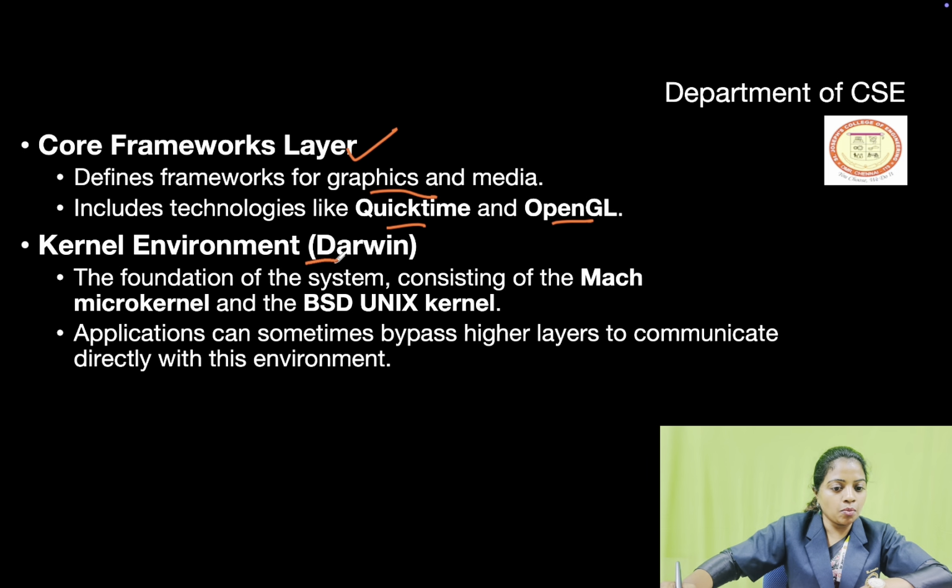And the last, bottommost layer is the kernel environment. In macOS and iOS, we call the kernel Darwin. It is the foundation of the system, consisting of the Mach microkernel and the BSD Unix kernel. So here there are two types of kernel: one is Mach and the other is BSD. Applications can sometimes bypass higher layers to communicate directly with this environment.